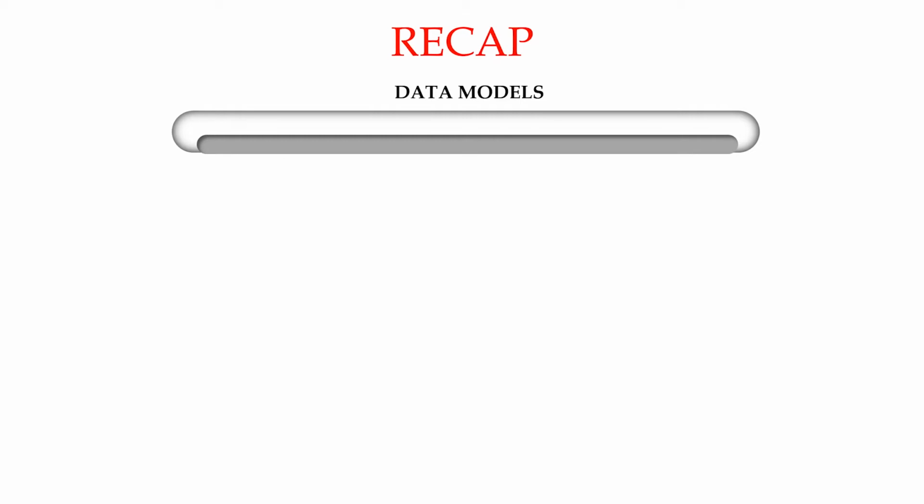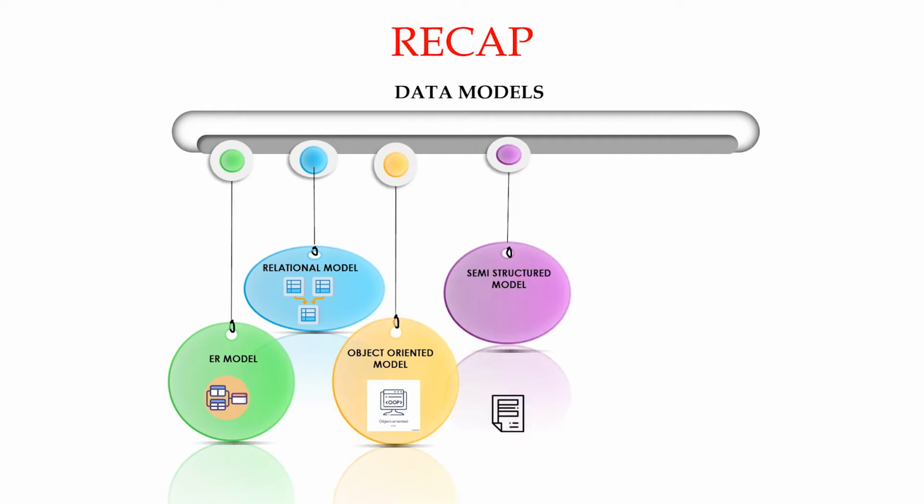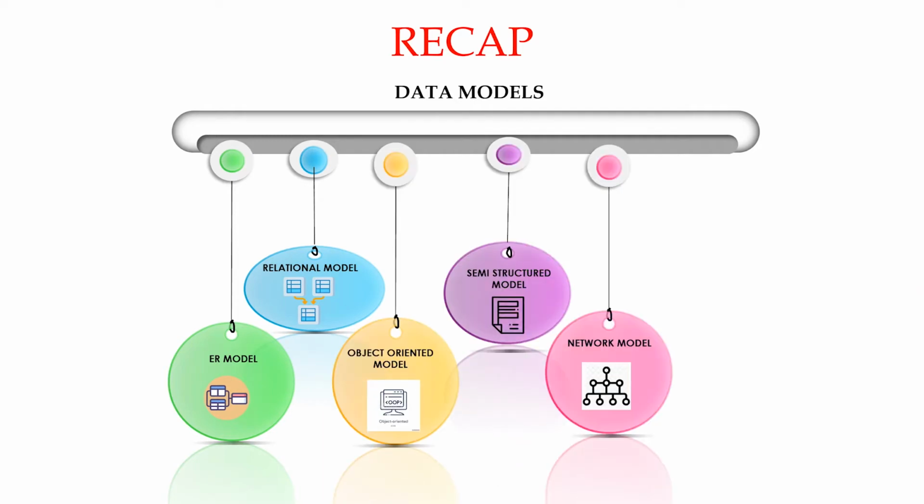Before starting, we shall have a small recap. We know data models. Data models are classified into 6 types. They are ER model, relational model, object-oriented model, semi-structured model, network model, and hierarchical model. You are familiar with the ER model, that is, the data are represented in terms of entities, attributes, and relationship.